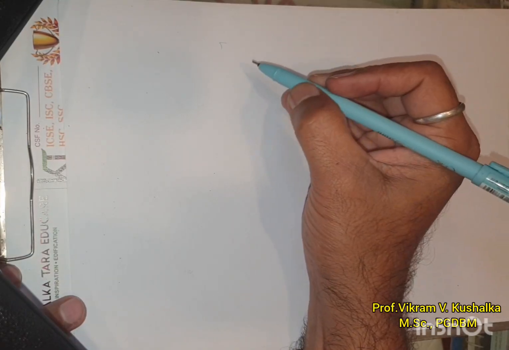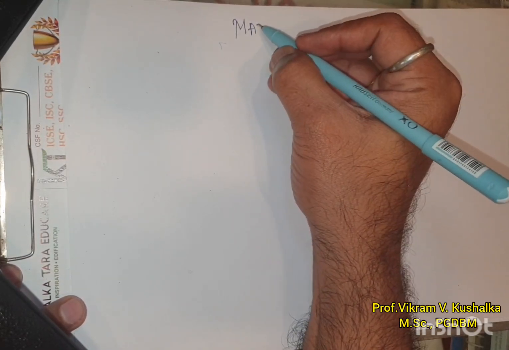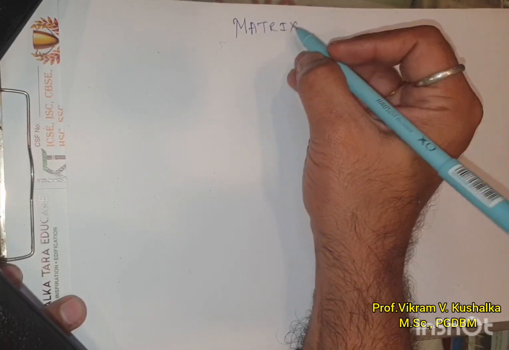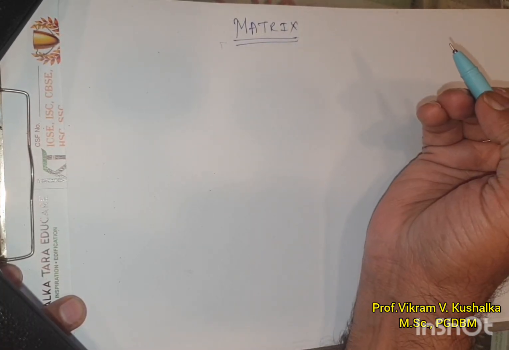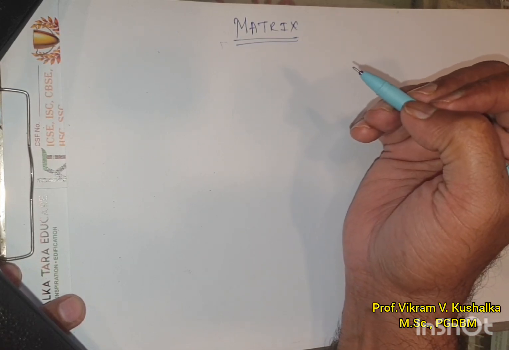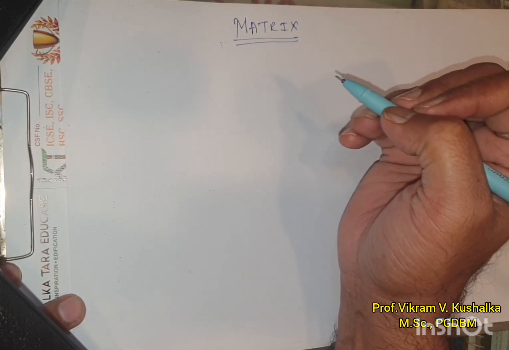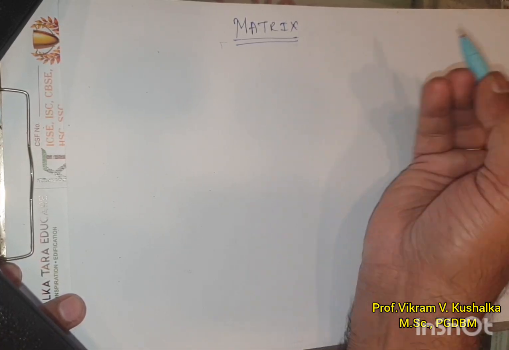Hi. So let us today understand what is a matrix. Now you must have seen the movie The Matrix, Keanu Reeves, right? But we are not talking about that matrix. We are talking about the mathematical matrix. How is matrix helpful in math? What is its real life application?